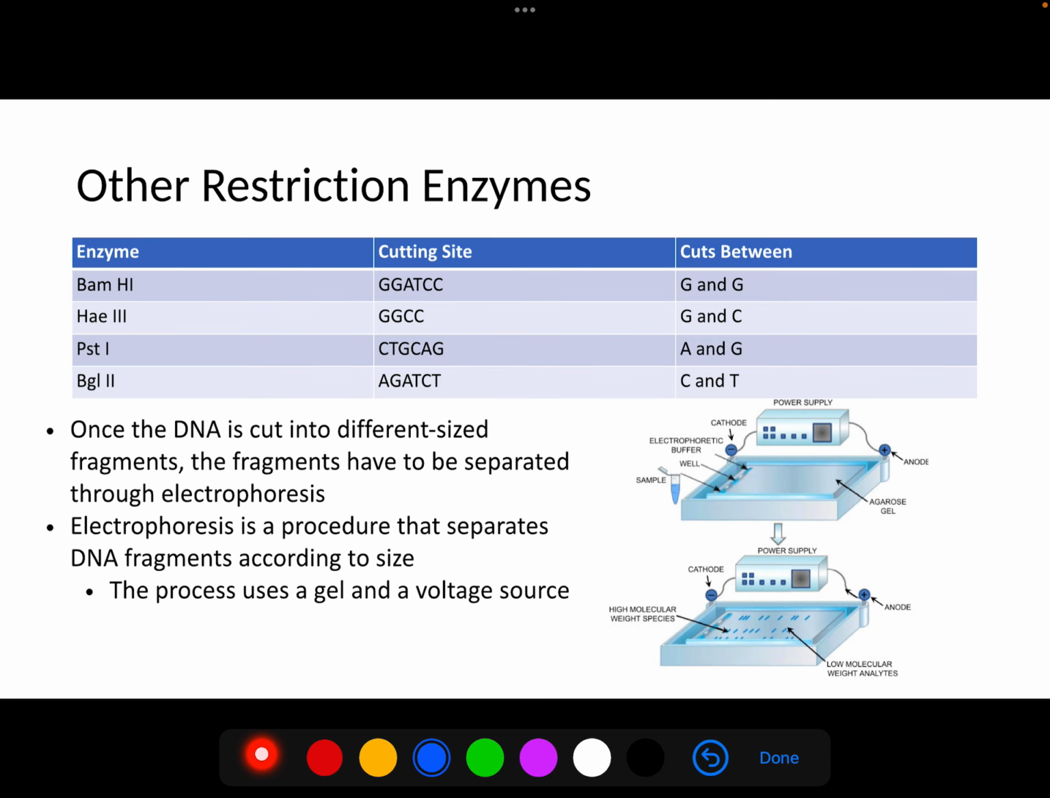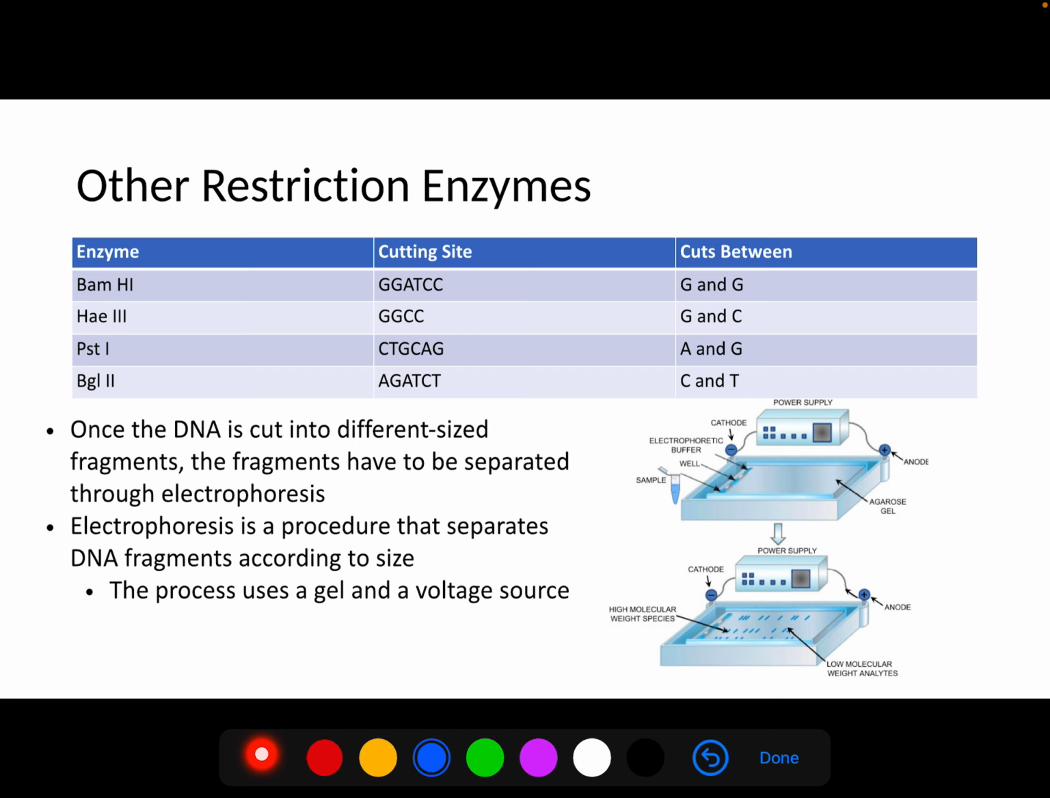And there are different restriction enzymes. There are hundreds of restriction enzymes that all code for a different sequence. You don't have to know which ones code for which sequence. But I did want to show you that here are 4 other restriction enzymes. Notice the cutting site, that DNA sequence, is different for all of them, and they cut at different places between them.